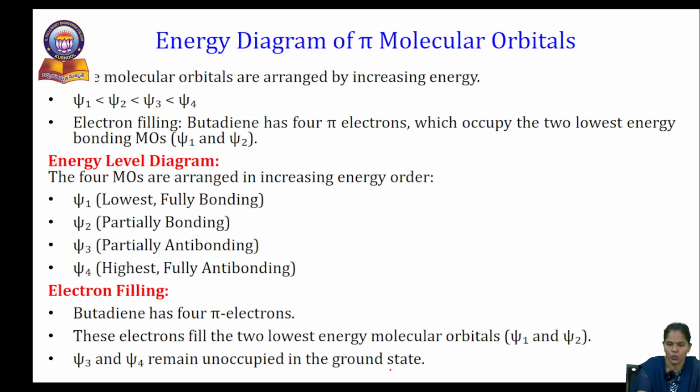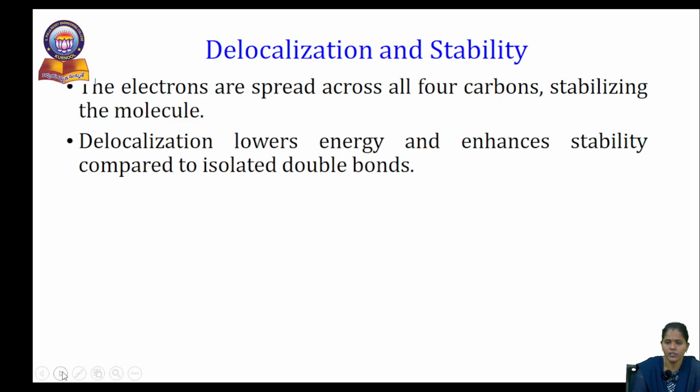Psi1 represents the lowest, fully bonding orbital, Psi2 is partially bonding, Psi3 is partially anti-bonding, and Psi4 is the highest, fully anti-bonding. Delocalization and stability: the electrons are spread across all 4 carbons, stabilizing the molecule. Delocalization lowers energy and enhances stability compared to isolated double bonds.